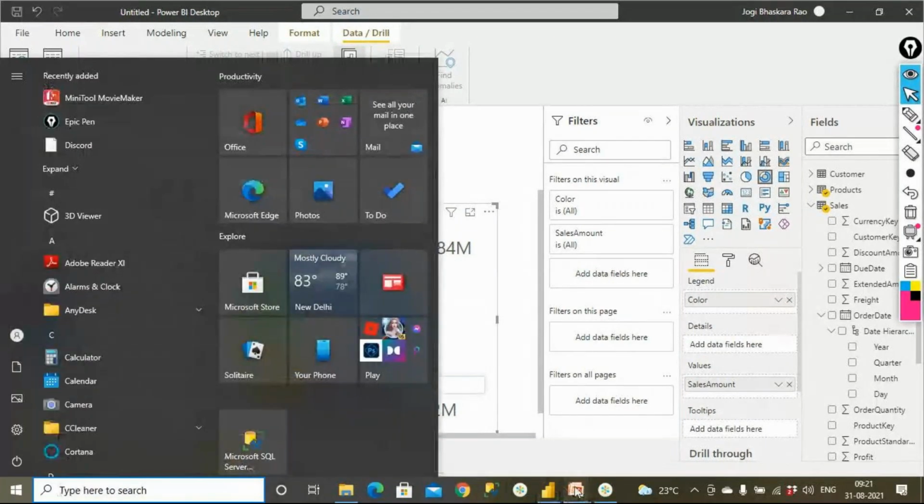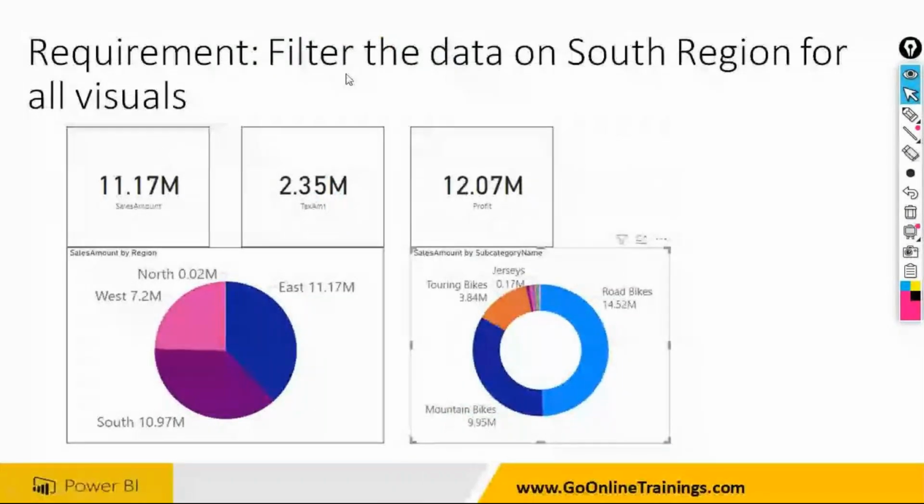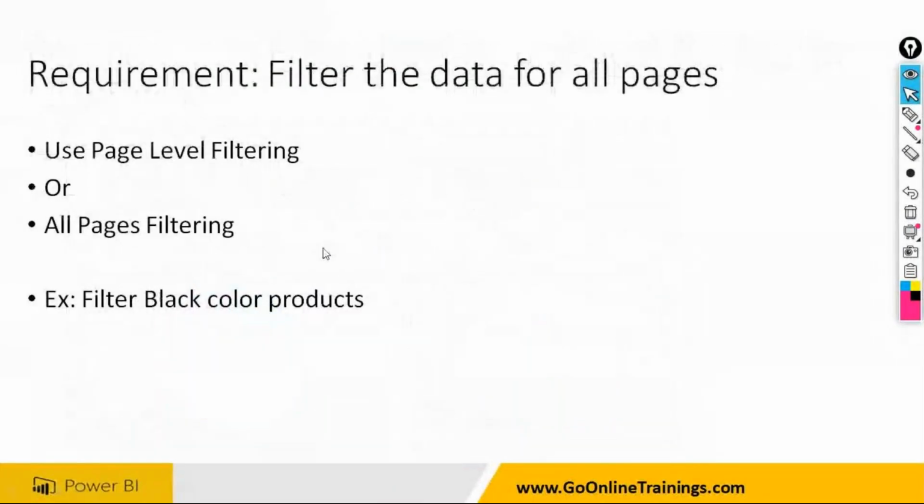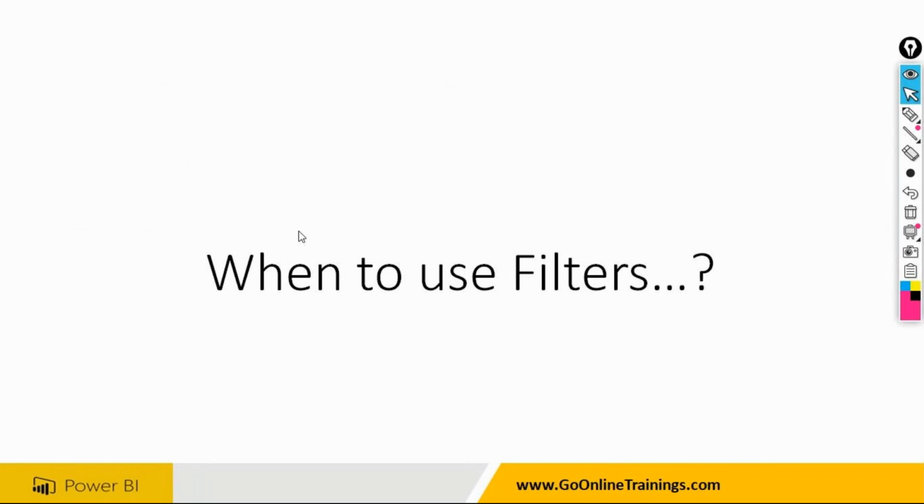Clear? So filter the data on South region, and so on. All these things we had used. Use page level filtering or all pages filtering. So filter at the complete page level. All pages means it is a report level. Single page means if you have 10 pages, you go to each and every page and give the filters. That is a very, very bad idea. Instead of that, go to all pages and give the one filter so that it works across all pages within the report. Clear?